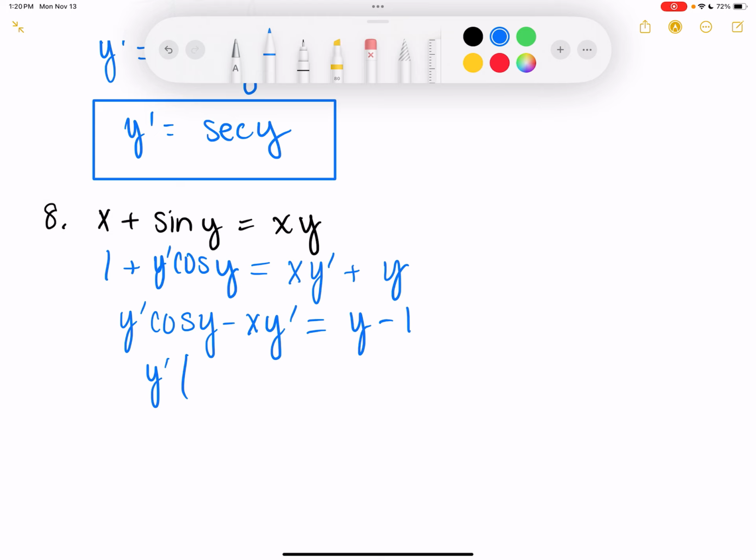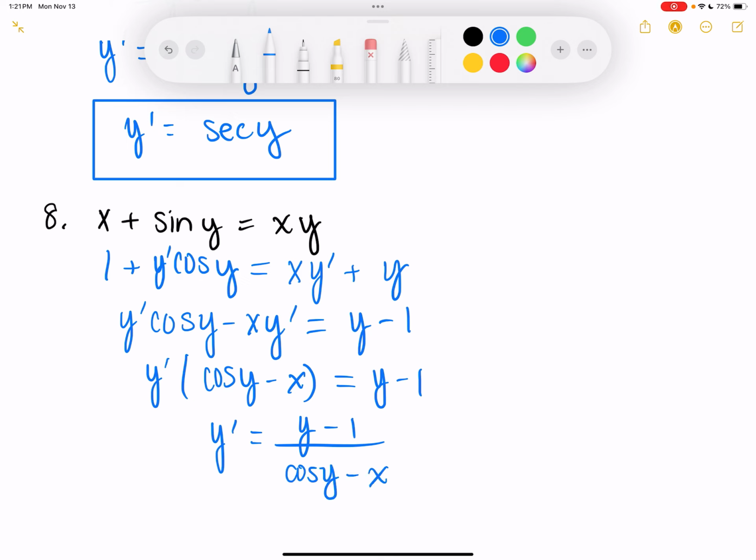Divide what? Wait, yeah, that's almost true, but you didn't finish. I took out a y prime: cosine y minus x. Then we can divide that. I would presume that's what you want. Yeah, that is what I want. Is that all done? The right answer? Yeah.